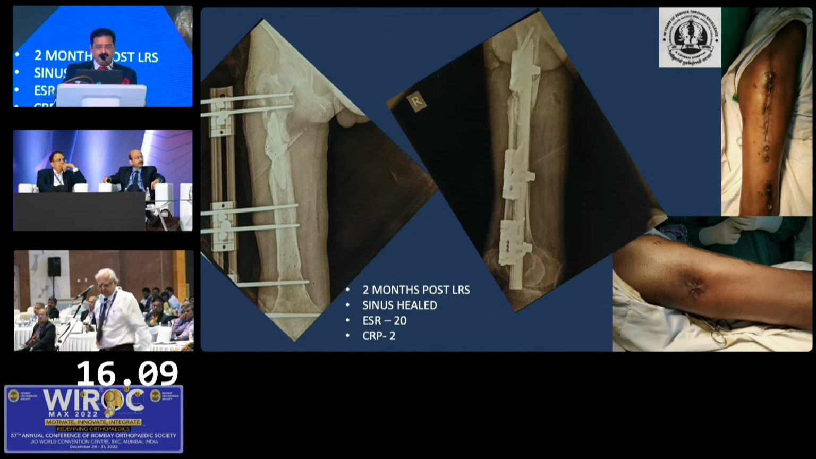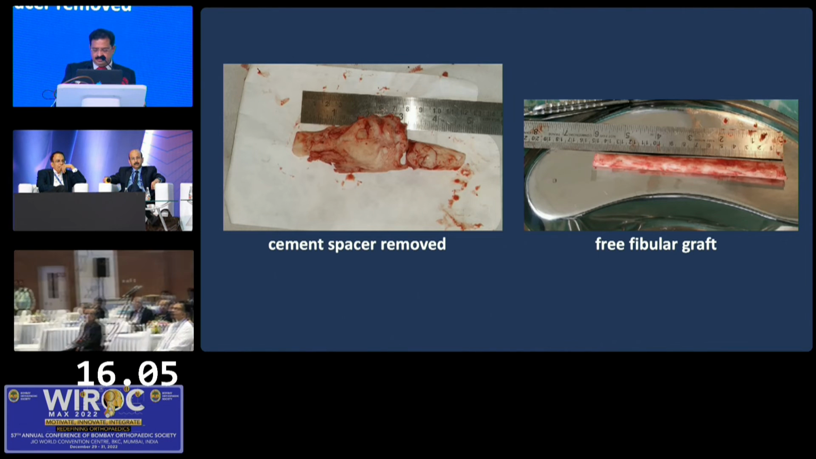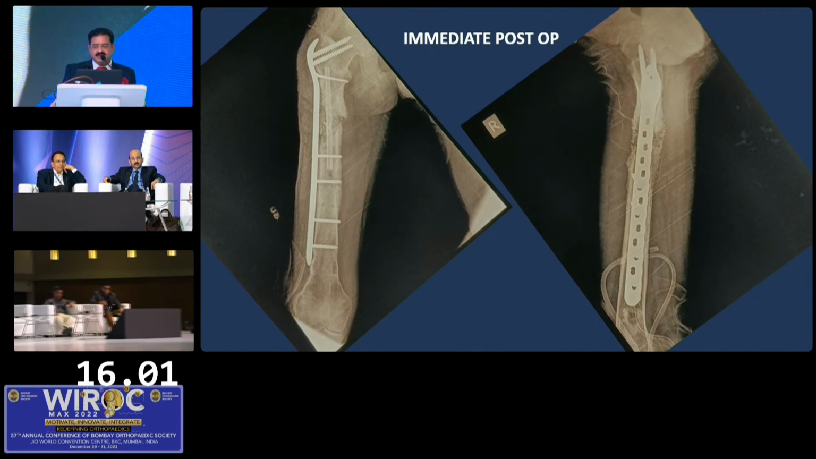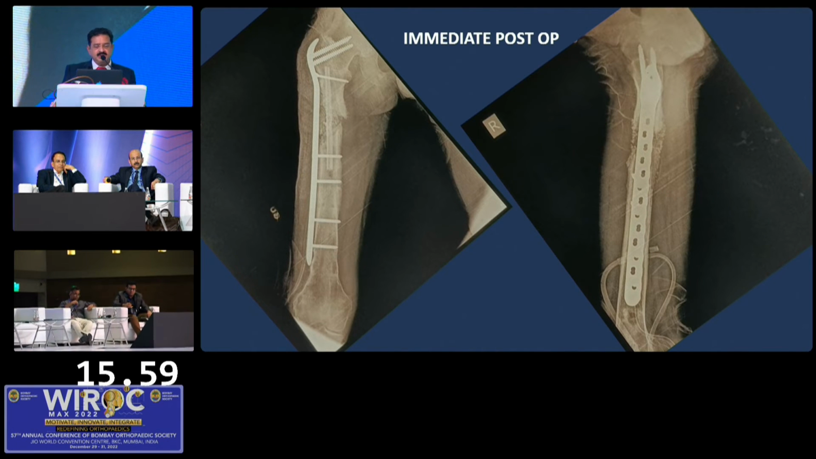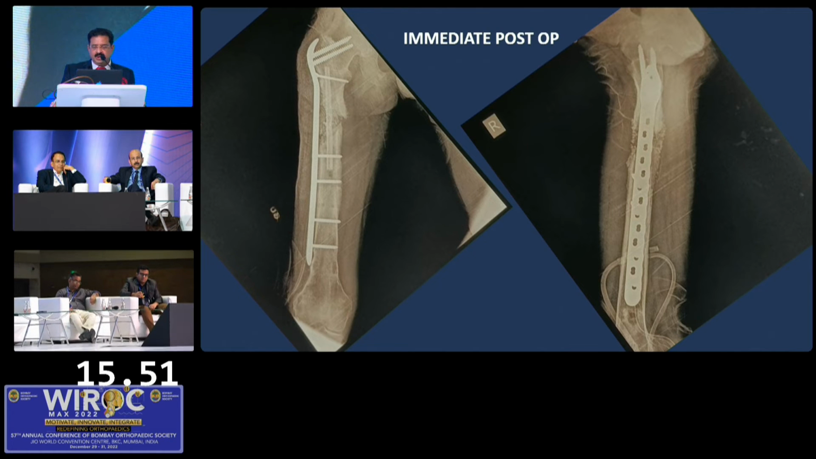Well, what we did is we removed the spacer, got a fibula and a cancellous graft from the iliac crest. They are packed together and we used an implant, which is a trochanteric plate with screws. And because the area was completely normal, we thought this is probably going to work. So this was the immediate post-op X-ray.